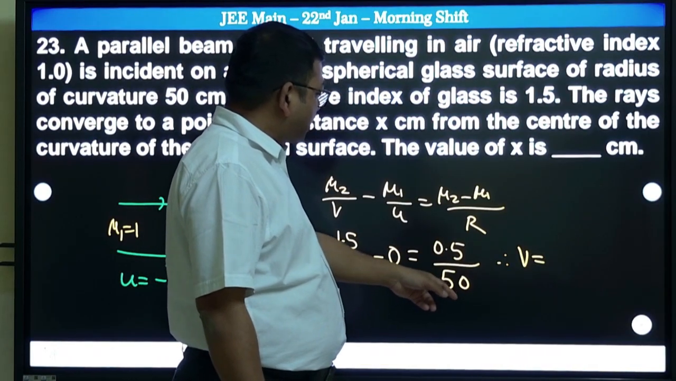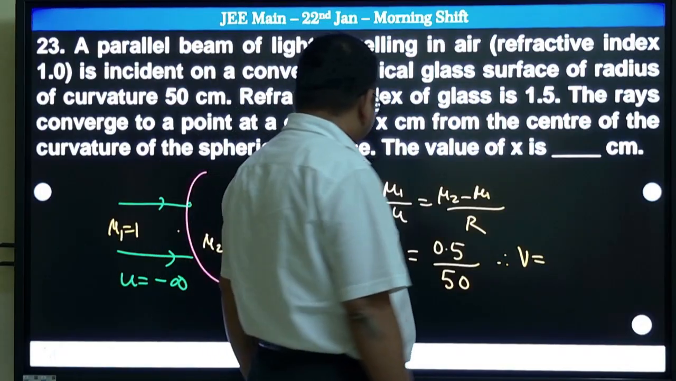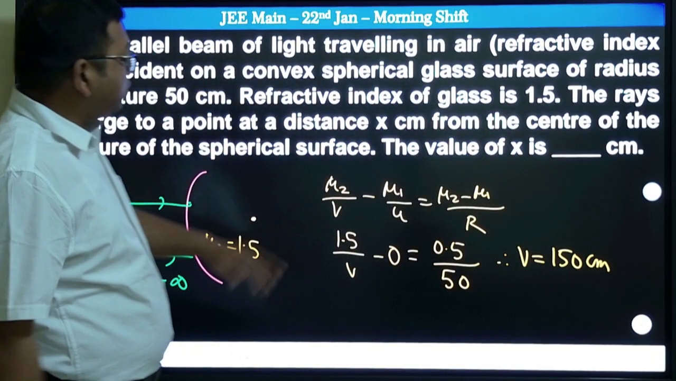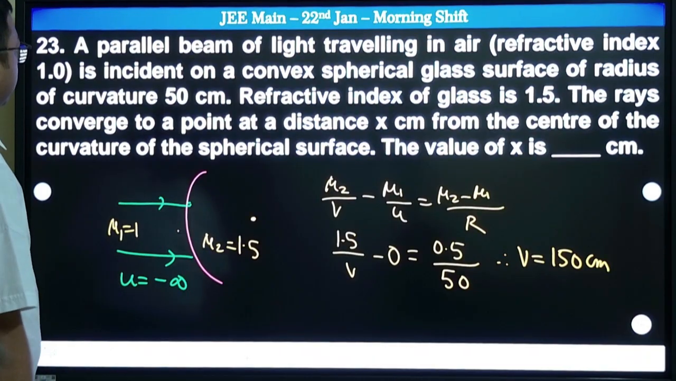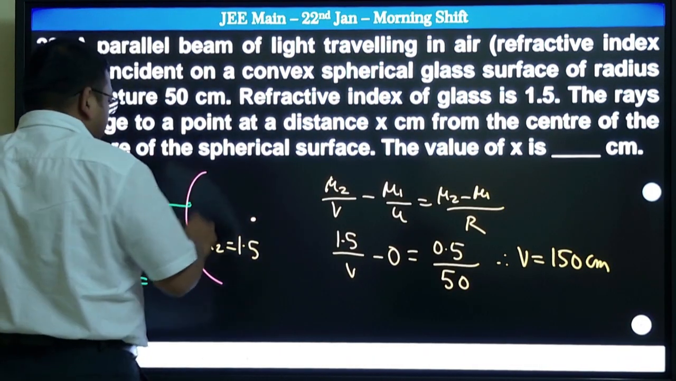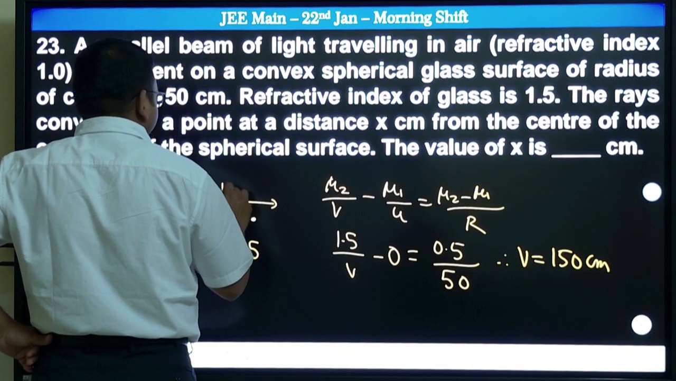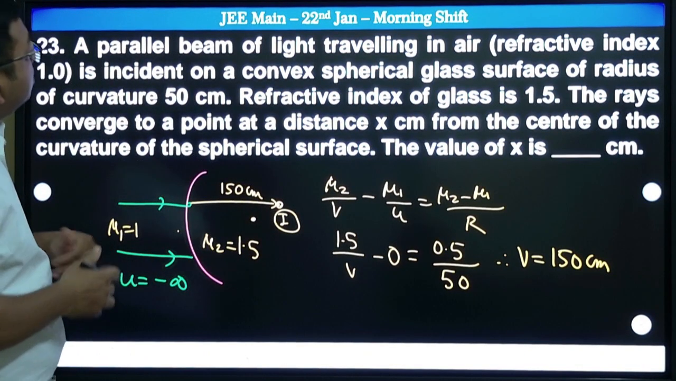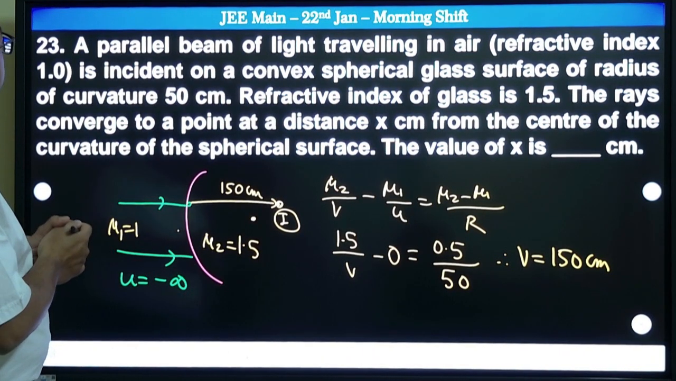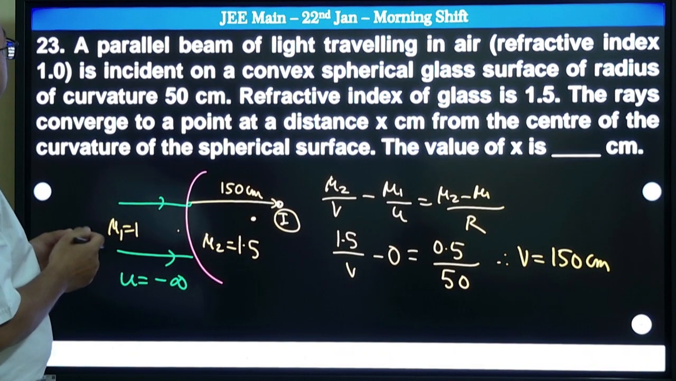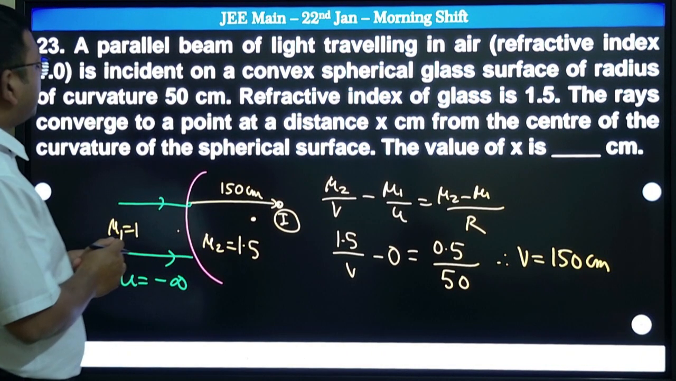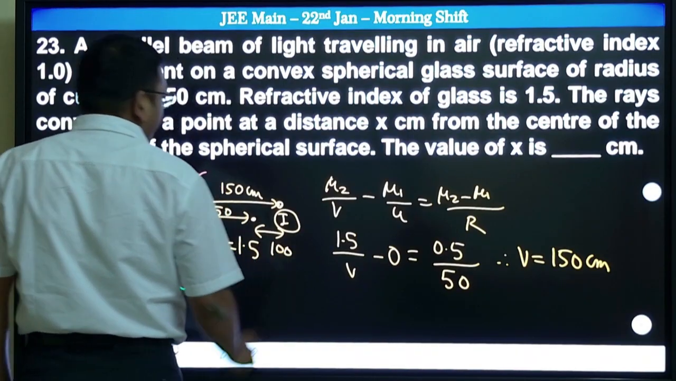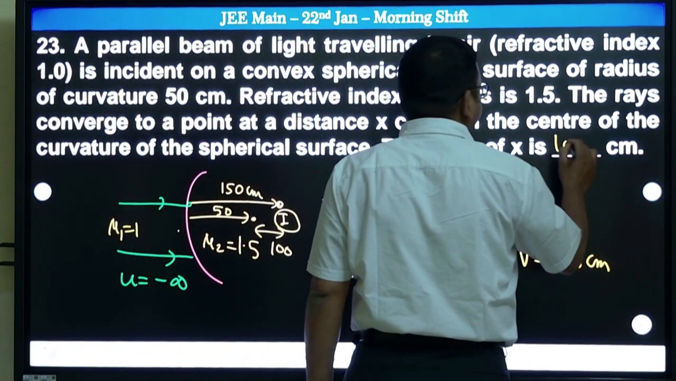So 1 by 2 will come, right? That means 100 will come. 100 into 1.5, 150 centimeters, correct? So this is 150 centimeter. This is where the image is formed. But what about the distance from the center? Radius of curvature they have given is 50. So this is 50, so the remaining must be 100. Correct. So the answer will be 100 centimeter.